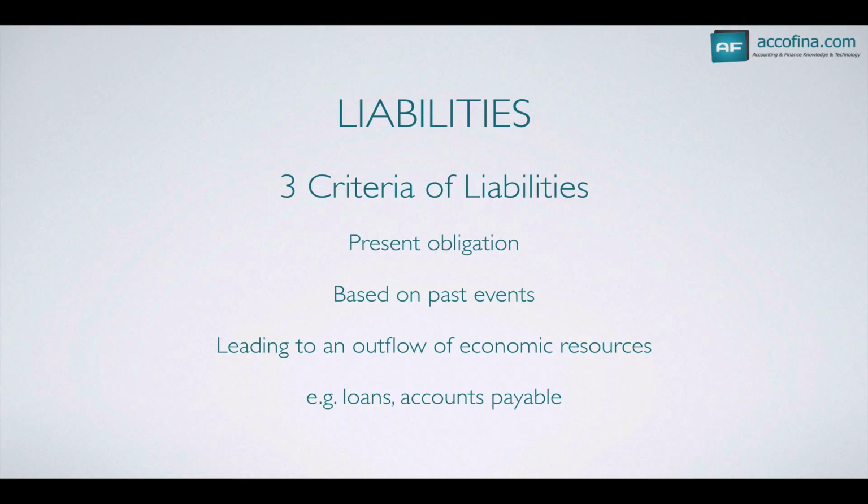And the third criteria, it must lead to an outflow of economic resources. Another word for economic resources is just cash or money. So it leads to an outflow of money. The examples we have here are loans or accounts payable. So you owe a loan presently. You're obligated to make interest payments and pay back the loan. It's based on a past event: you took out the loan a year ago. And it leads to an outflow of resources, so you have to pay back the loan. Money leaves the entity.